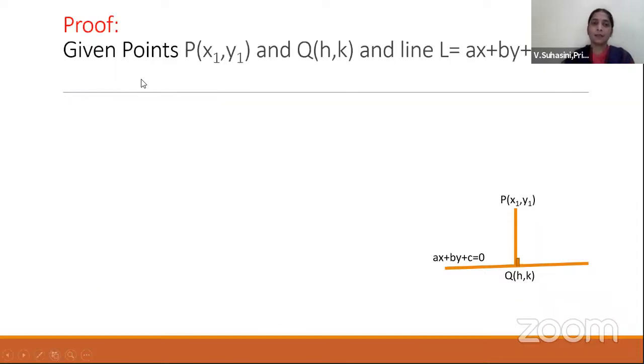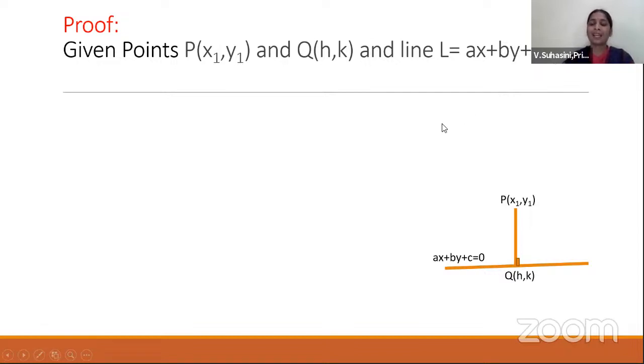Let us write the given points. Let us prove it step by step, dear children. First, let us take the given points. How many points are given? Two points. The first point is P(x1, y1). And the second point is Q(h, k). And what more is given in the question, children? It's a line. What is that line? L is equal to ax plus by plus c equal to 0.